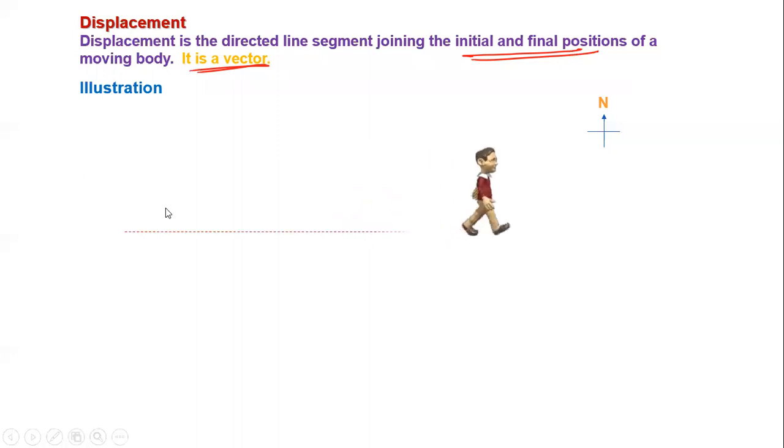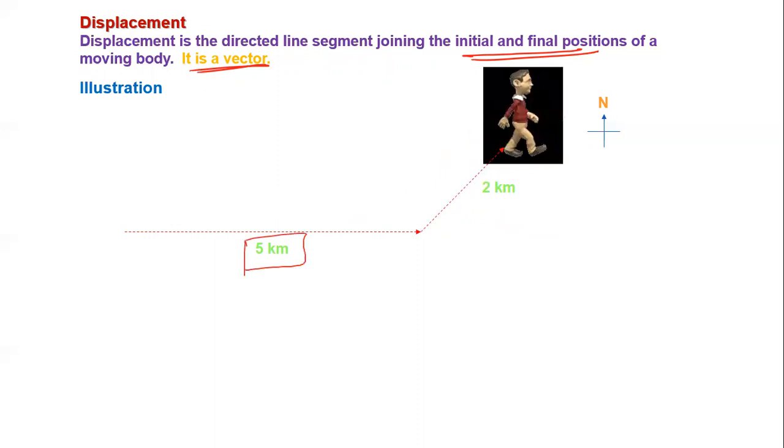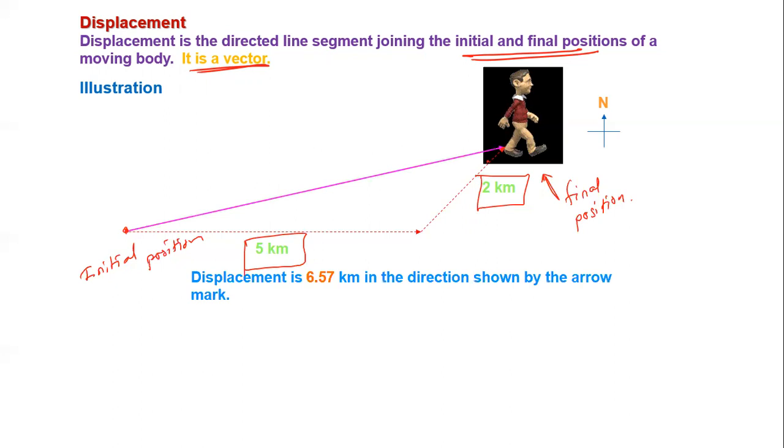When person is moving 5 kilometer in one direction, again changes the direction and moves 2 kilometer, then the displacement here, this is the initial position, and this is the final position. Then we have to join a line between initial and final, and that line is called as displacement. That displacement we can obtain by geometrical method, and it is 6.57 kilometer, and the direction is shown by this arrow.